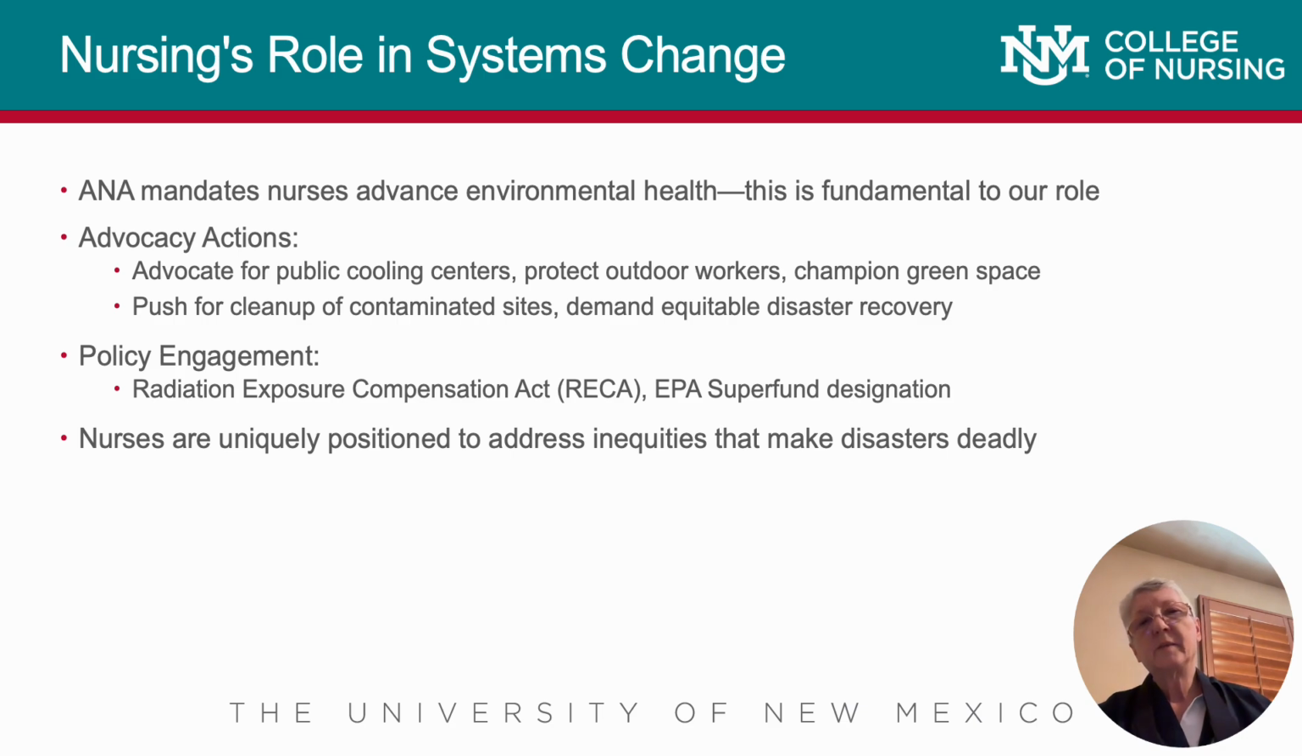And then demand equitable disaster recovery resources. Too often, wealthy areas recover quickly while poor areas are left behind. And support climate change mitigation policies that address the root cause of increasing disaster. Policy alignment might include supporting the Radiation Exposure Compensation Act for downwinders, advocating for EPA Superfund designation for contaminated sites, supporting occupational safety standards for heat exposure, and promoting healthcare system resilience planning.